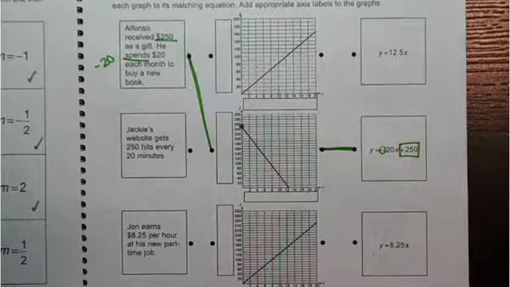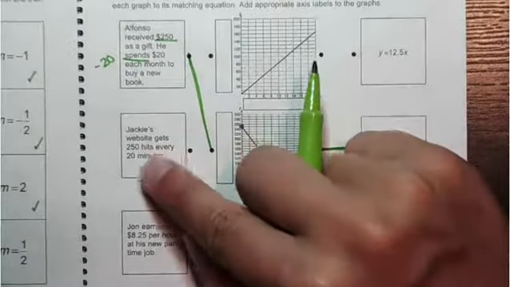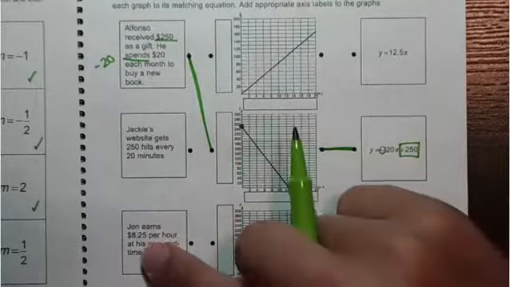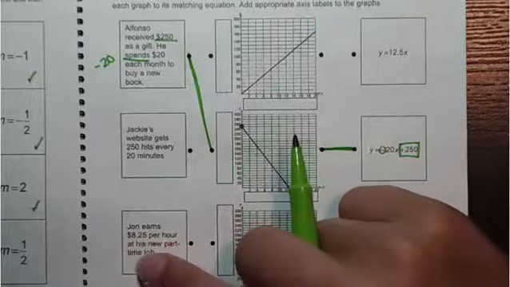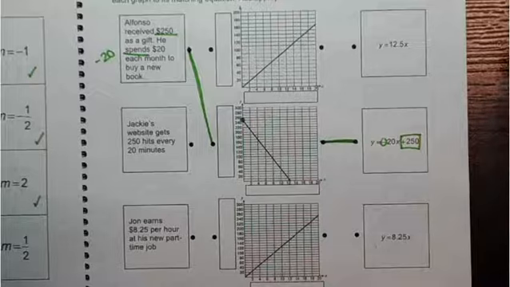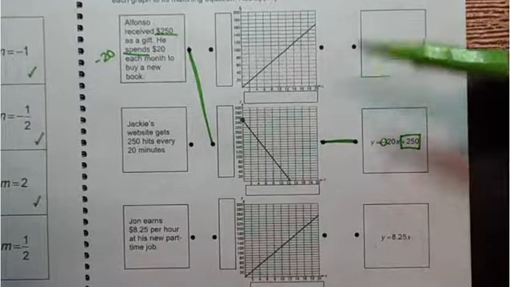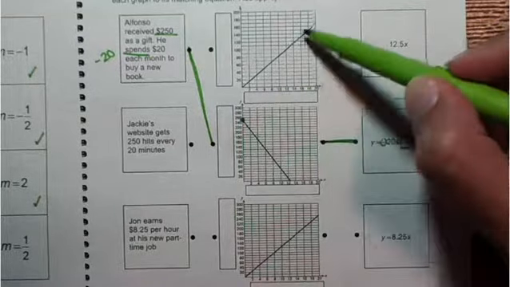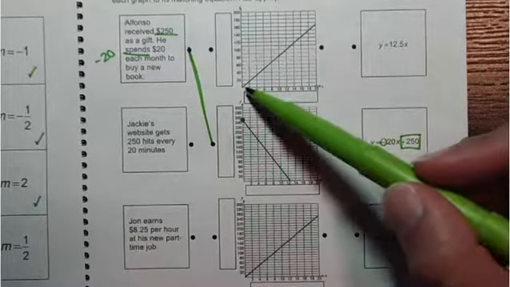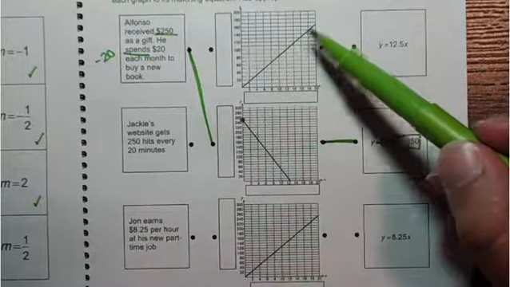Alright, let's look at the next one. Jackie's website gets 250 hits every 20 minutes, and John earns $8.25 per hour at his new part-time job. So I'm actually going to look at the graphs here. Okay, I notice they're both positive, which means my slopes are positive, but they look very similar for the most part with the slope.